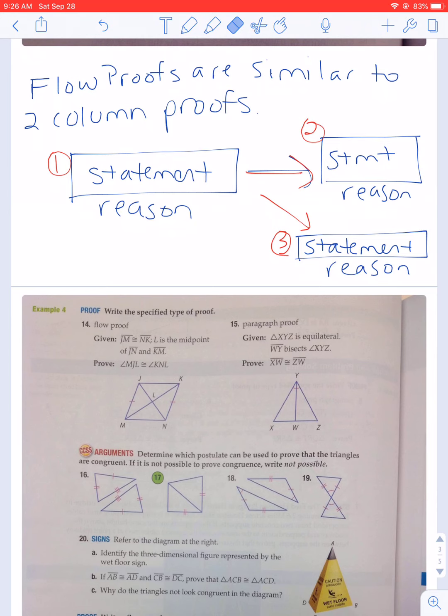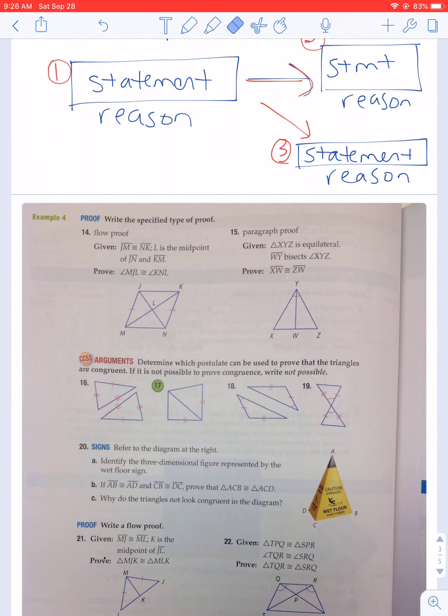So I'm jumping around a little bit. And then the ones I'm going to have you do on your own, they're going to be odd number problems. That way you can check your answers, all right? So let's go ahead and jump on over to number 16.